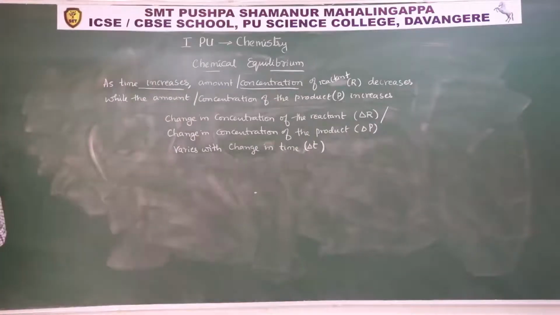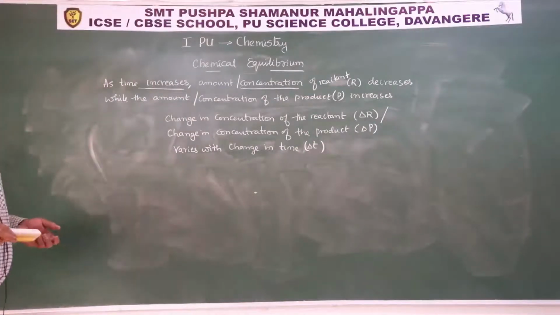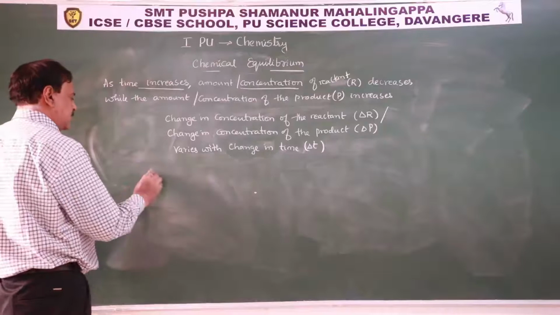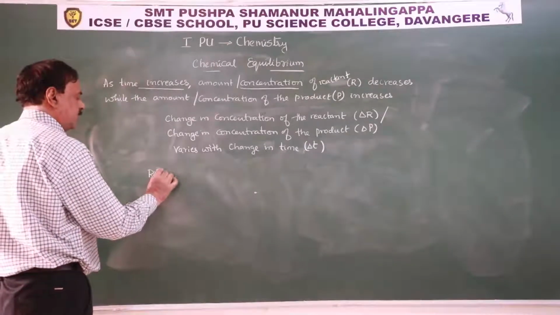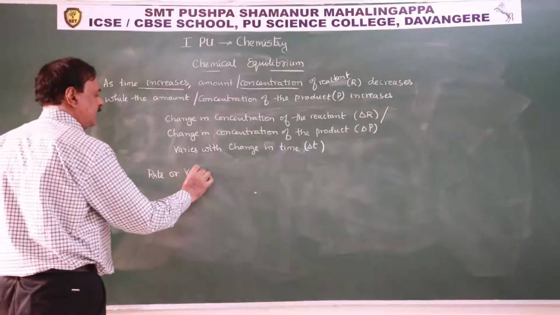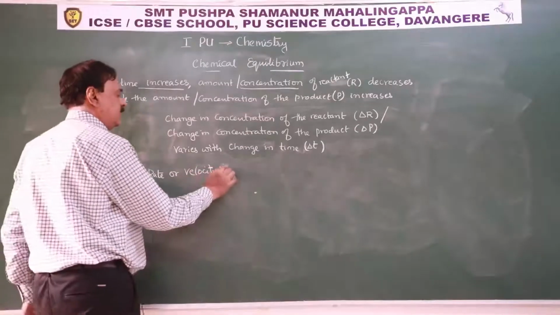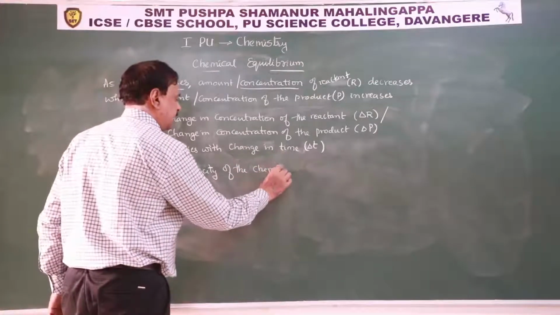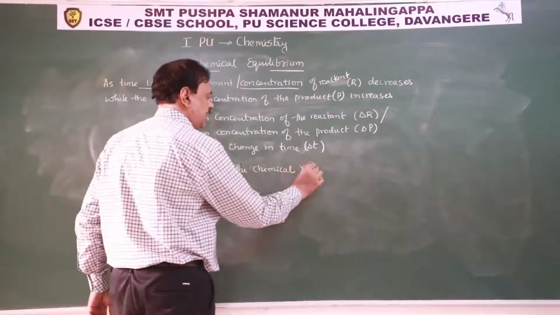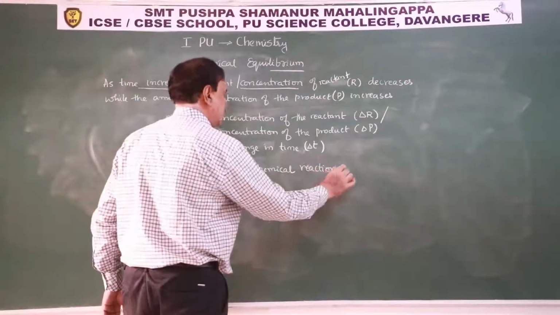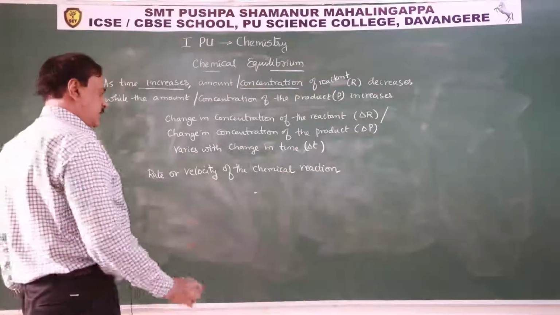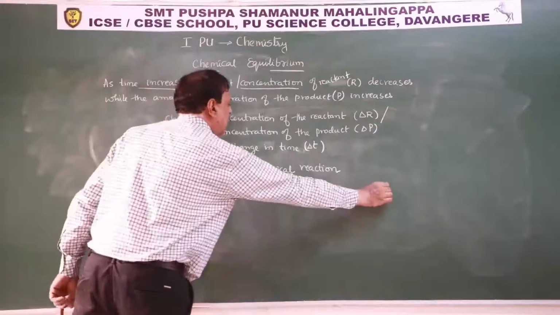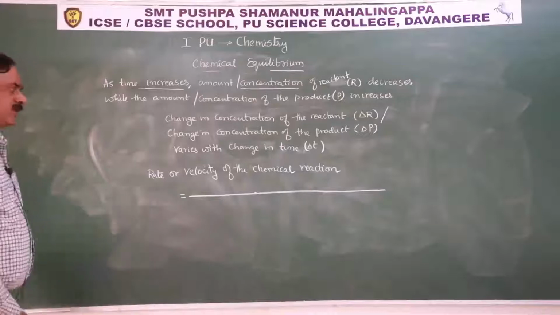Now what do you mean by velocity or rate of a chemical reaction? The rate or velocity of the chemical reaction is given as the change in molar concentration of the reactant or product divided by the change in time.